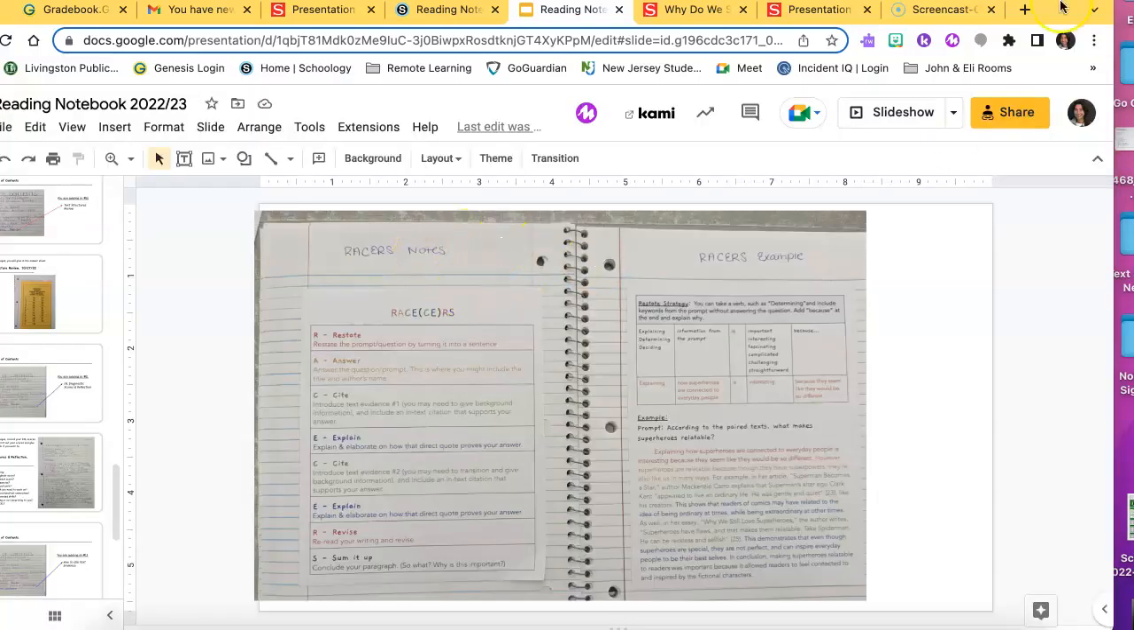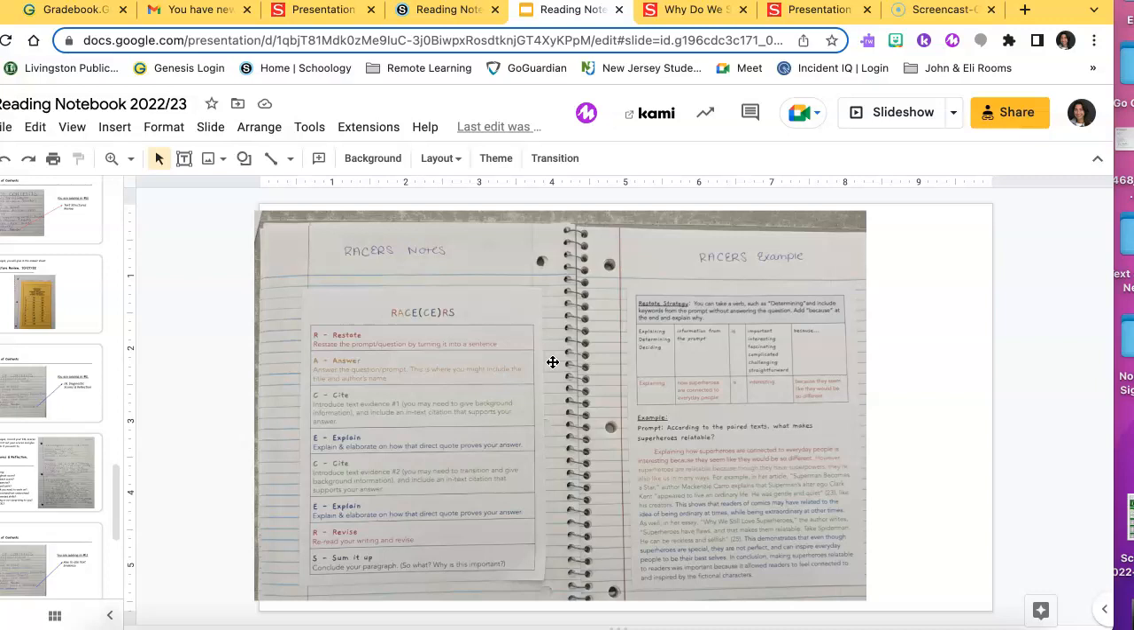So basically, if you've never done Racers before, it's an acronym where every letter stands for something. So the R stands for restate, restating the prompt by turning it into a sentence. The A stands for answer, answering the question. You might include the title of the book or the author's name in your answer, or you might do that in your cite, which is your next part.